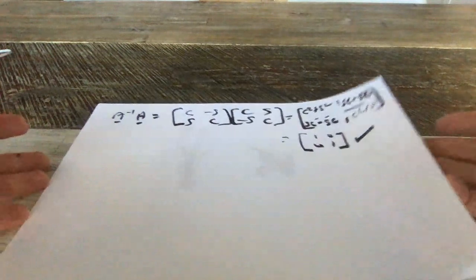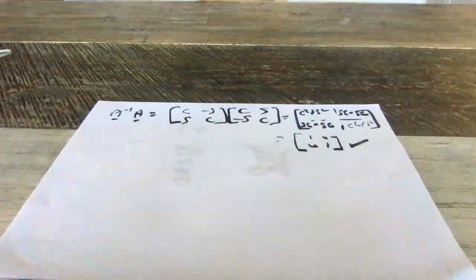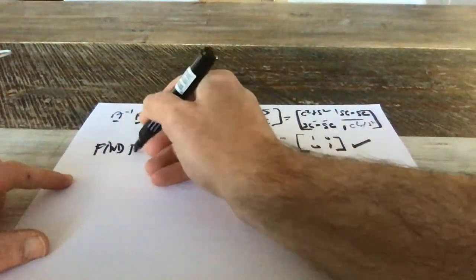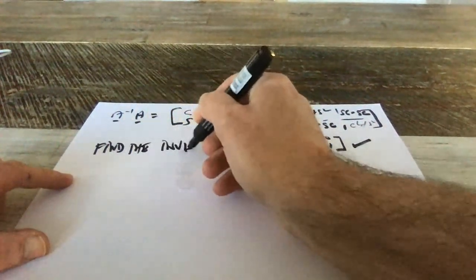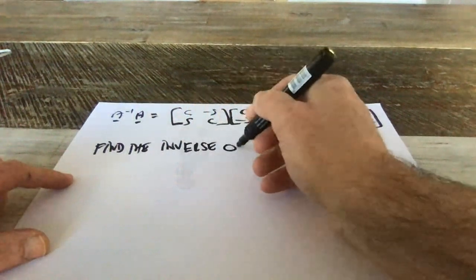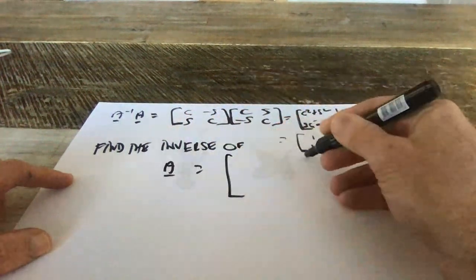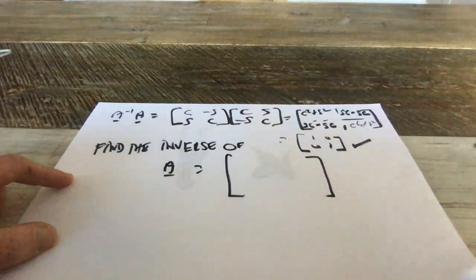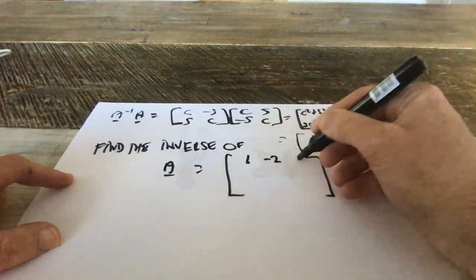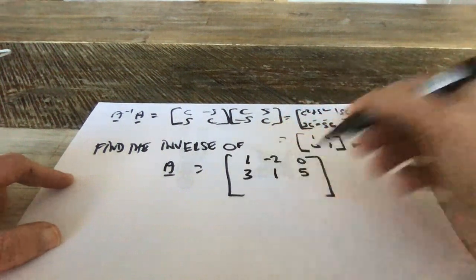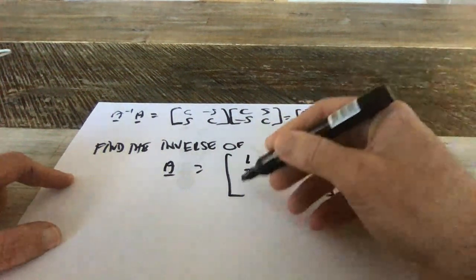All right. Now, boys and girls, where it gets tricky, and it does get tricky, is if you have a 3x3 matrix. And I'm going to do the example in the book, although I don't know why, but I'm going to do it anyway. So the book says: find the inverse of A, which is 1, minus 2, 0, 3, 1, 5, and minus 1, 2, 3.